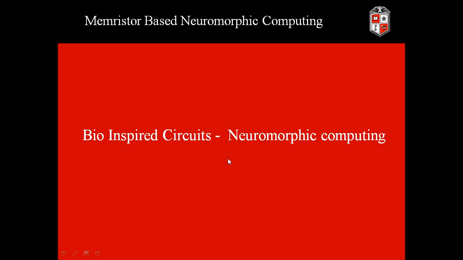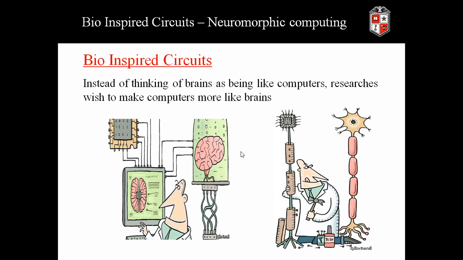So, what is the solution for all these problems? We can get the solution from our nature. The circuits that we are going to build, for which we got inspiration from nature, are called bio-inspired circuits, and the computing that we have named is neuromorphic computing. Instead of thinking of brains as being like computers, researchers wish to make computers more like brains.